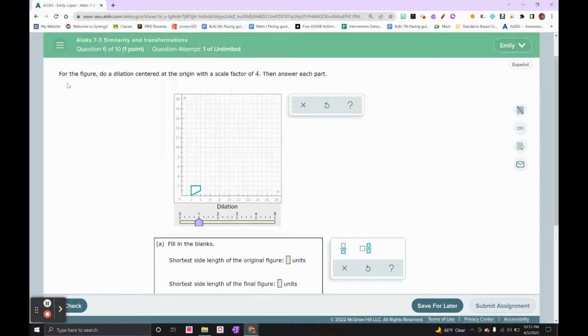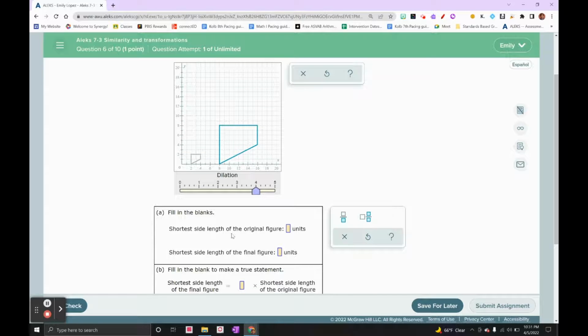Now here we go, number 6. For the figure, do a dilation centered at the origin with the scale factor of 4. Then answer each part. So scale factor of 4. All you have to do is move this slider to 4. So they will give you the figure, which is the scale factor of 4.